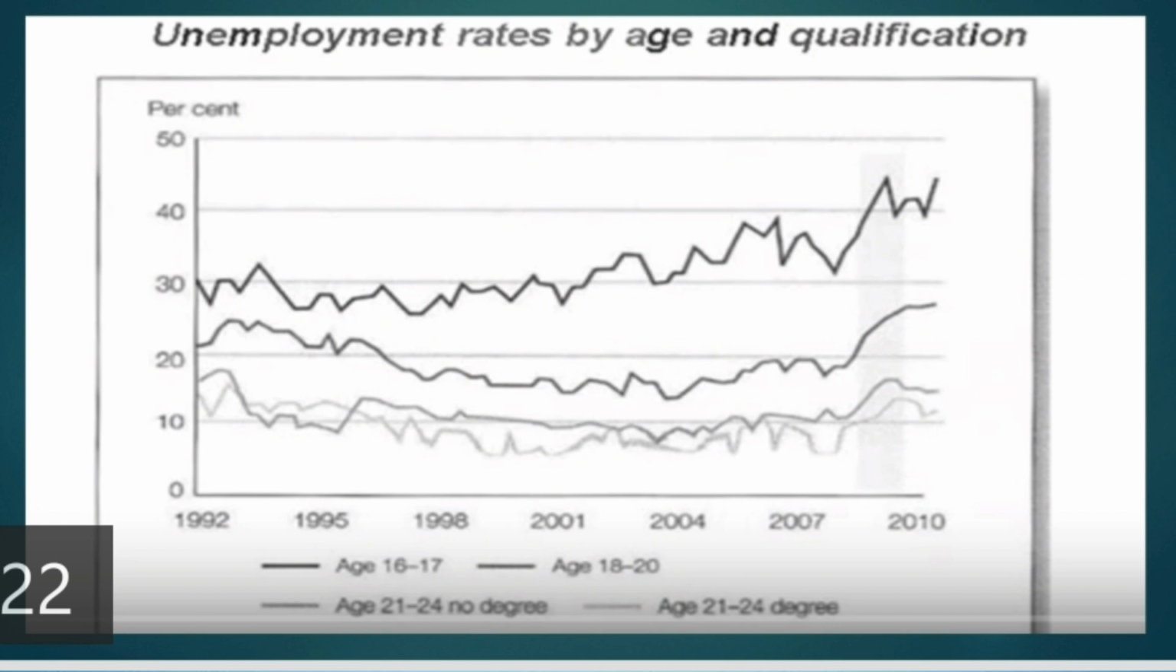This line graph shows the unemployment rates by age and qualification from the year 1992 to the year 2010. From the image, it can be seen that the younger age group of 16 and 17 are having the highest rate of unemployment. It can also be seen that the older ones from the age group of 21 to 24, both with degrees and no degrees, have a fairly low unemployment rate. Lastly, one can conclude that the unemployment system here favors the older groups more than the younger ones. And so that is how I would define it.